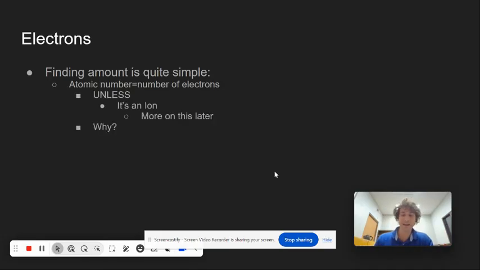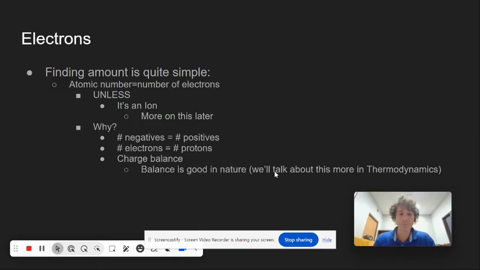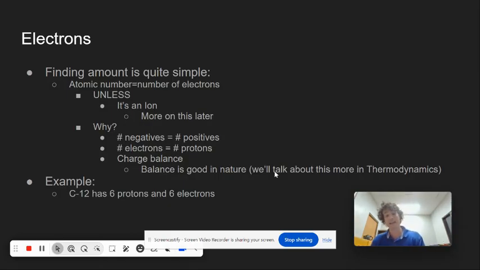So if it's an ion, I'll say more on this later because we're not hammering on that right now. But for right now, generally, the number of protons equals the number of electrons, unless it's an ion, which we'll get into. This idea of charge balance is a good thing. You say, why? The universe does not like concentrations of energy, is the short answer. What's called entropy. So carbon 12, 6 protons, 6 neutrons. How many electrons? 6. How do I know that? It's got 6 protons. It should have 6 negatives.